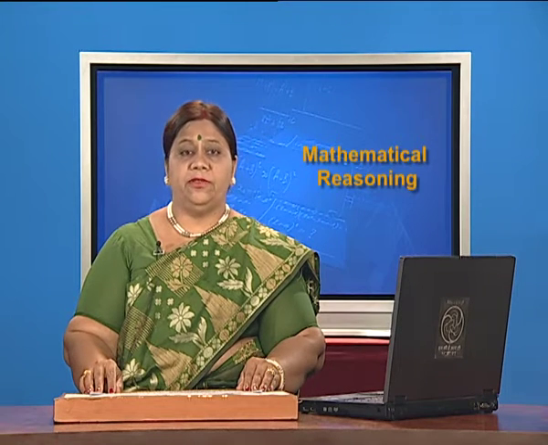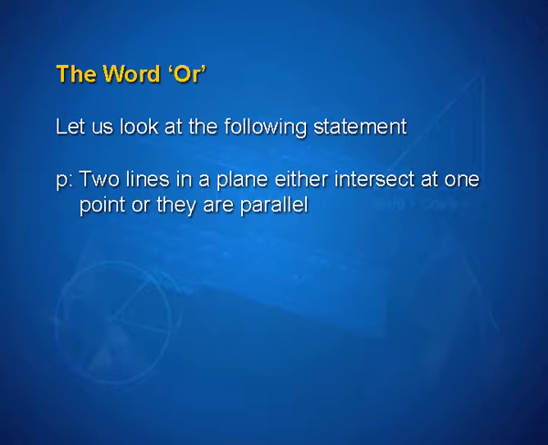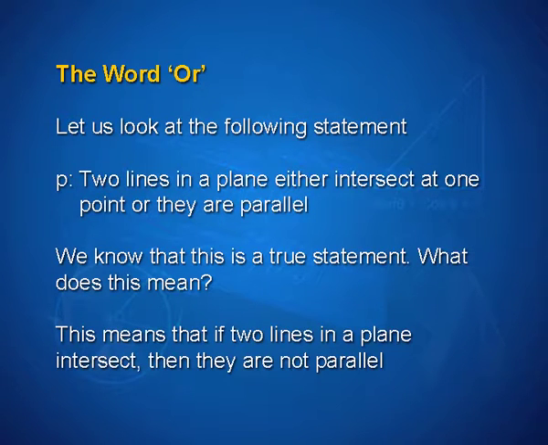Now, let us study the word "or". Let us look at the following statement. P: Two lines in a plane either intersect at one point or they are parallel. We know that this is a true statement. What does this mean? This means that if two lines in a plane intersect, then they are not parallel.